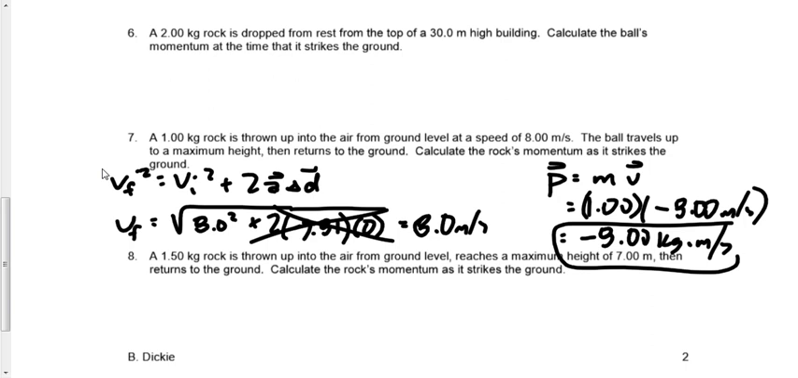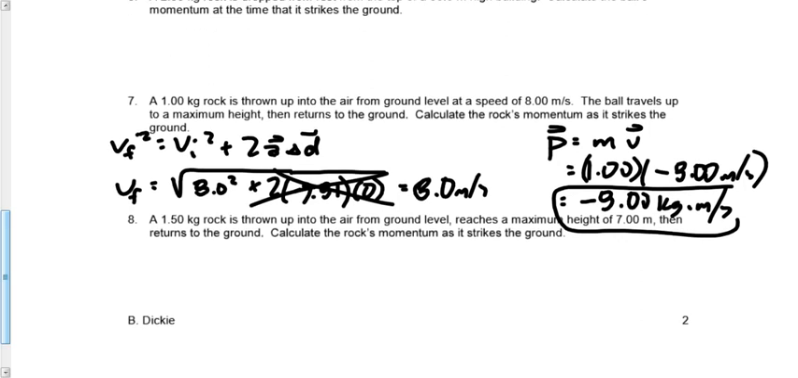Good? Now, when you look at question number 8, it reminds me a lot of question number 7. It's almost the same. It's certainly the same situation. We have a rock that's thrown up into the air from ground level, comes back down to ground level. What's the momentum when it hits the ground? It's the same context of question entirely, which means the equation that we just tried and it worked, we can try again if we want.